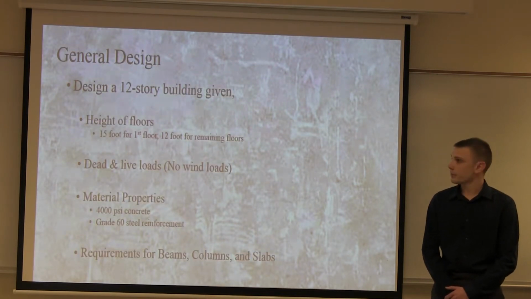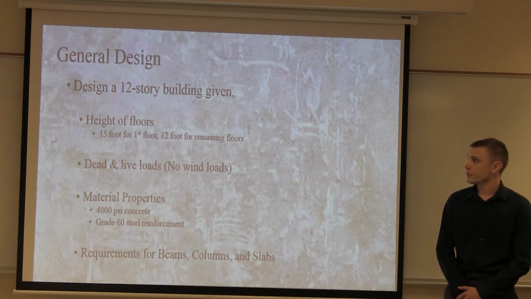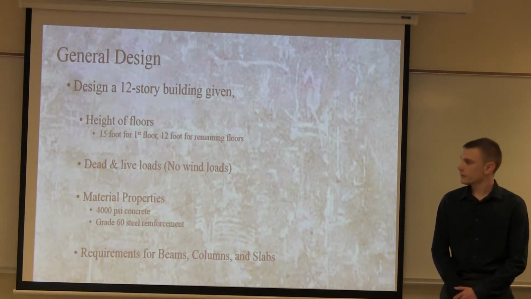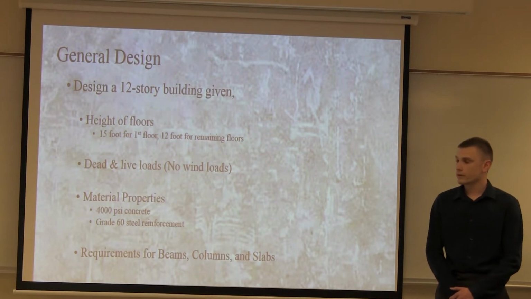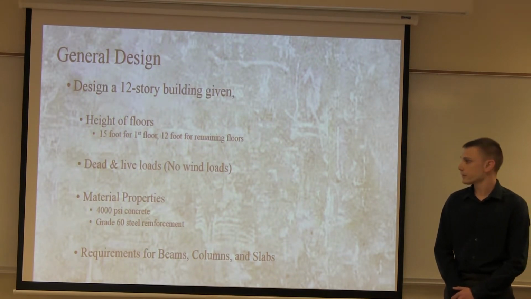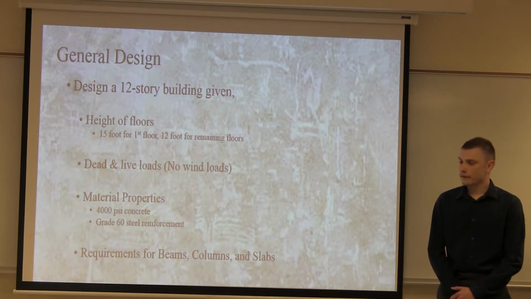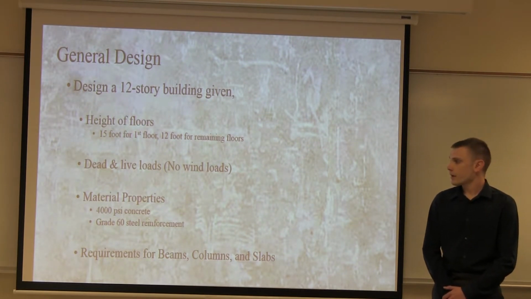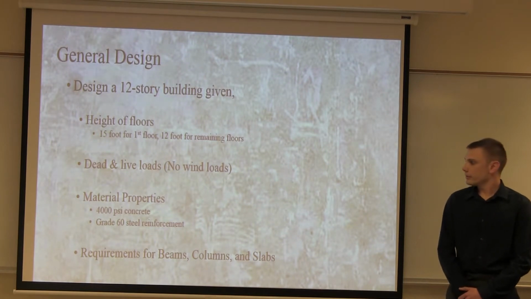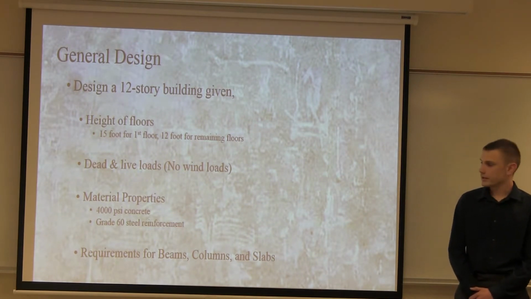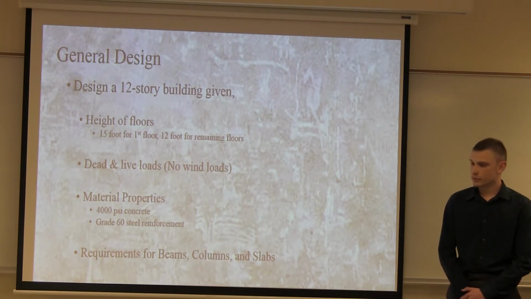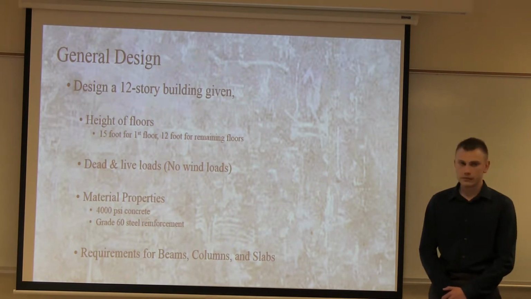Information that was given for this project was that it was to be a 12-story building. The height of the floors were also given. It was 15 feet for the first floor and 12 feet for the remaining floors. We were given the dead and live loads. There was no wind load on this building. For the material properties, we used 4,000 psi concrete and grade 60 steel for the reinforcement. And we were also given some requirements for the beams, columns, and the slabs.